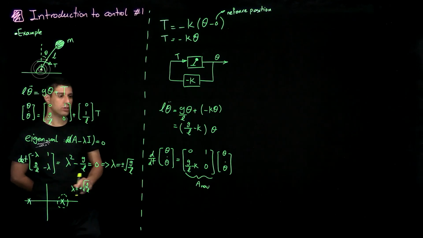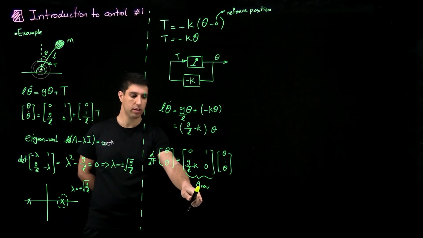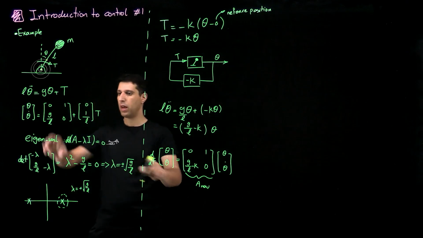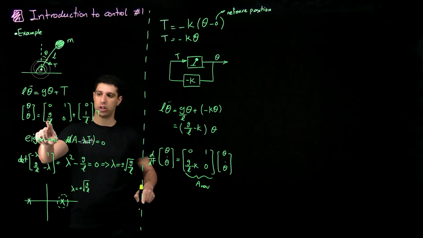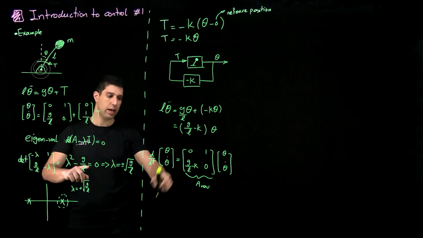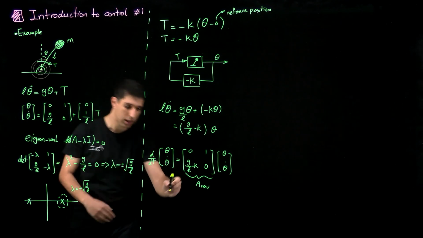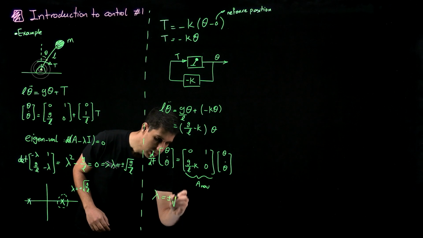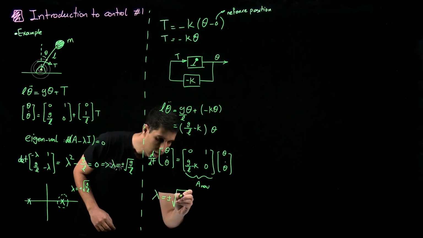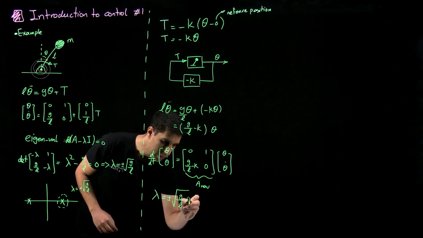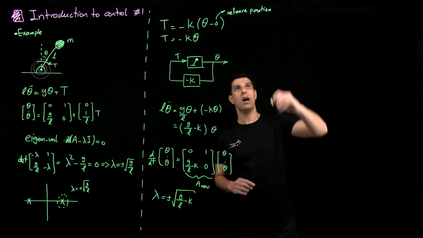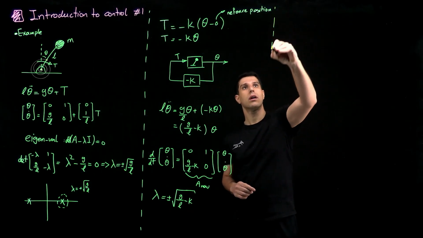Now if I try to find the eigenvalues to analyze the stability of the system, everything is the same except this G over L became G over L minus K. So my lambdas will be plus minus the square root of G over L minus K. Now let's see what happens.